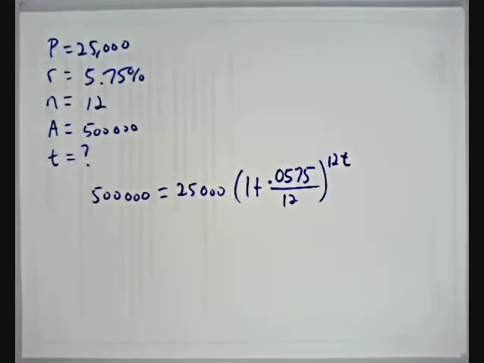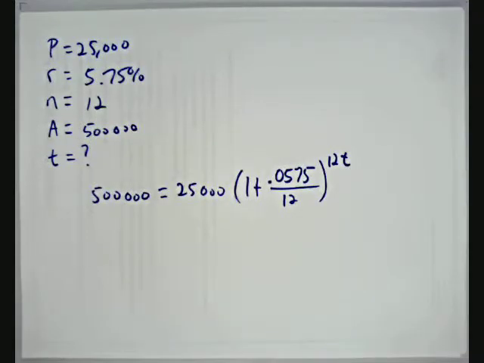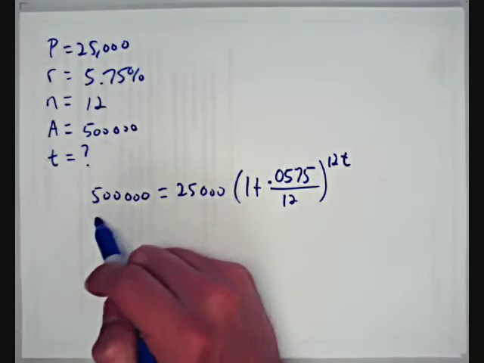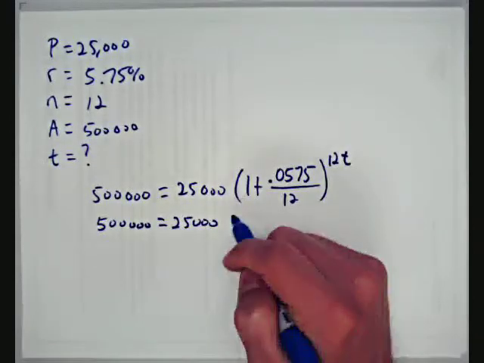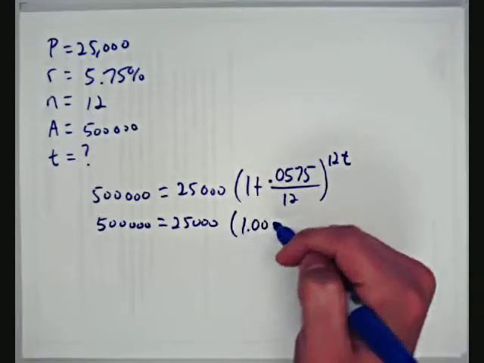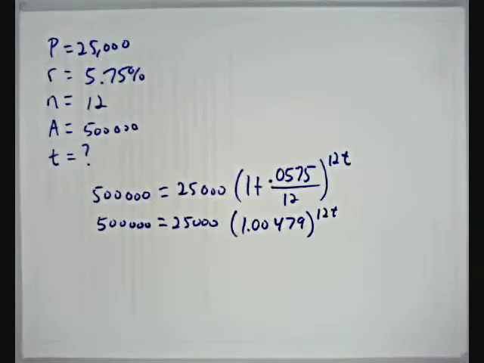Okay, so in order to solve this, we need to use our strategy to solve exponential equations because we have a variable that's contained within the exponent. So before we do much, let's go ahead and figure out what is 1 plus 0.0575 divided by 12. If you do this on your calculator, you get 1.00479 to the 12t power. Okay, so that's our exponential.